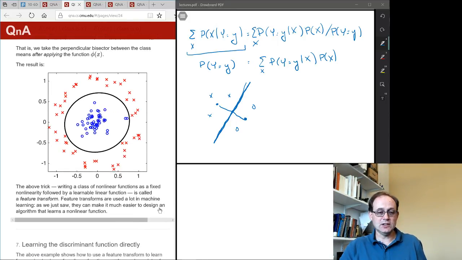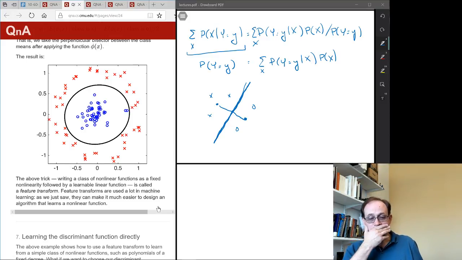And this particular trick is called a feature transform. It's used all the time in machine learning, right? You may even have seen it before. And it's a really good way to take an algorithm that was designed to learn a linear function and have it learn a nonlinear function.